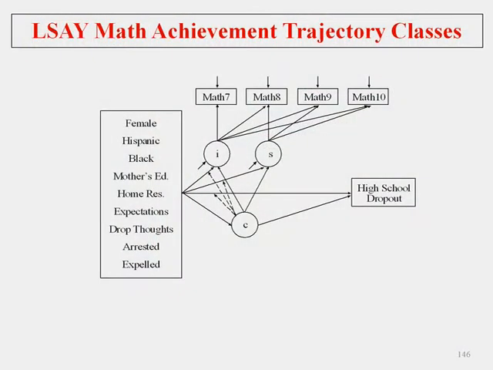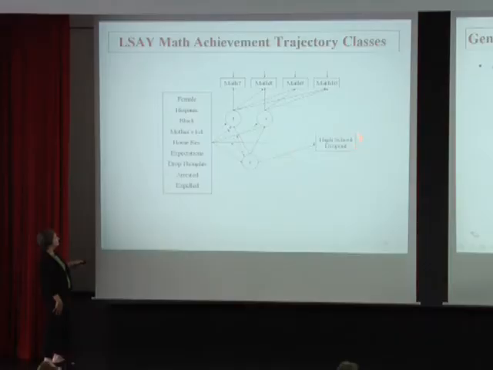Now here's a path diagram of the model that we estimated. So you can see here we have, first of all, our math outcomes with residuals. We have high school dropout as a distal outcome. We have a set of observed exogenous covariates. And let's go through the model and discuss the specifications of what they mean.